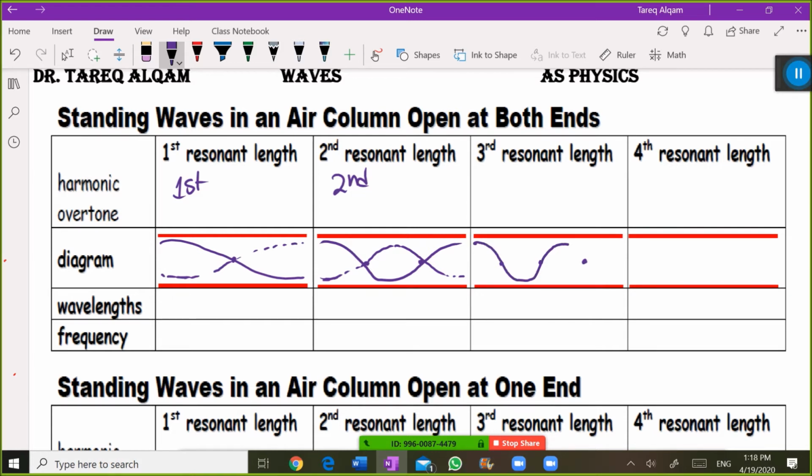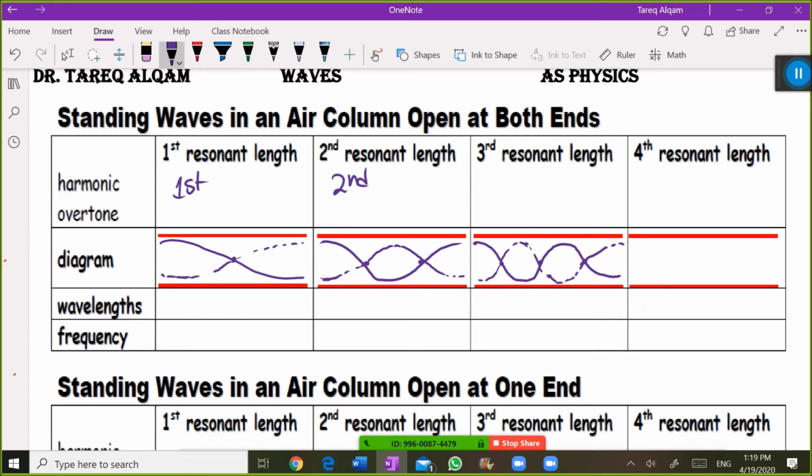Professor, if it is open at one end only, where it is closed, there will be a node? Yes, I will show you that. Here I'm drawing the wave, and so on.